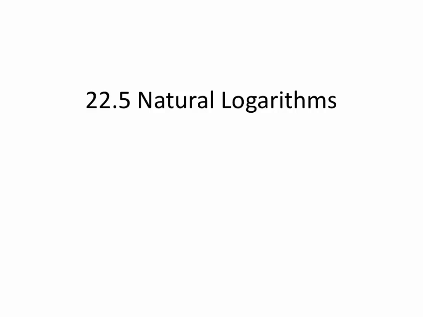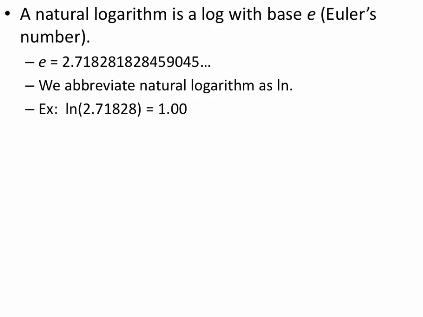Welcome to Natural Logarithms. So we've already discussed logarithms with bases of 10, and in there I talked a little bit about other bases like base 2. So here a natural logarithm is a logarithm with base e, where e there is Euler's number. So Euler's number, e, has a value of 2.718281828459045, and it keeps going on forever.